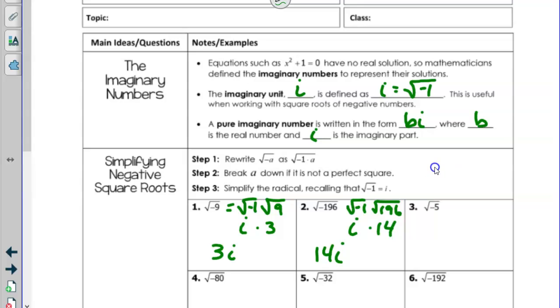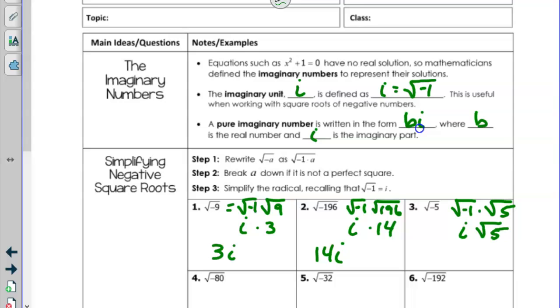Alright, number 3, now we get into a non-perfect square. Let's rewrite it. Square root of negative 5, rewrite it as the square root of negative 1 times the square root of 5. Square root of 5 cannot be simplified. It's not a perfect square and it doesn't break down. Square root of negative 1 becomes i. You still have the square root of 5.